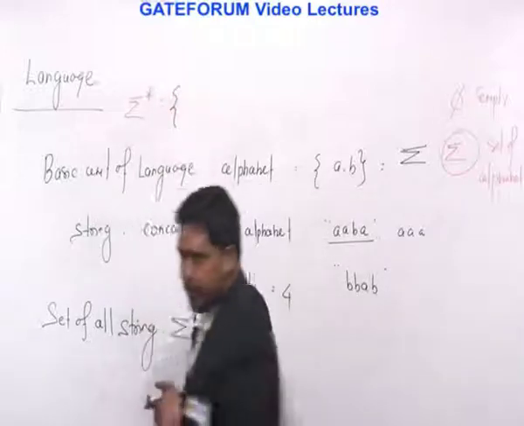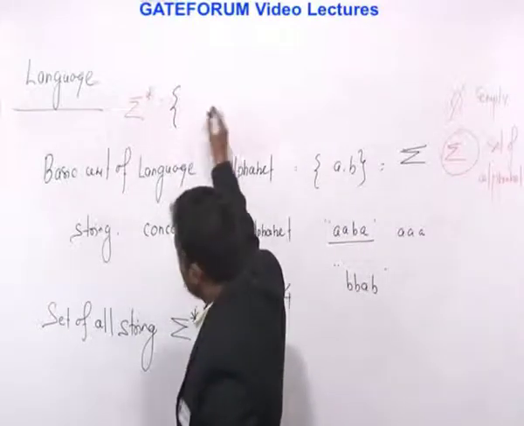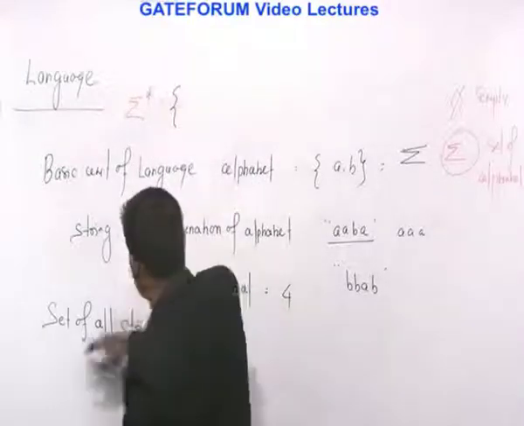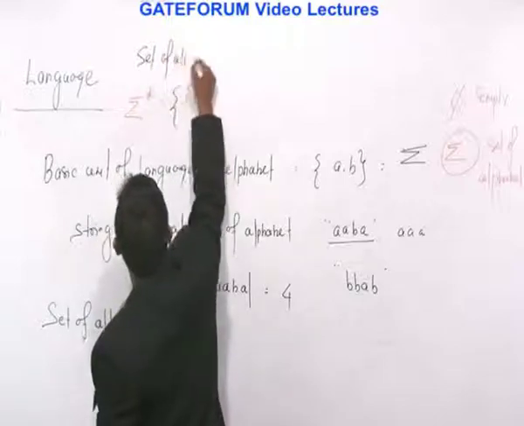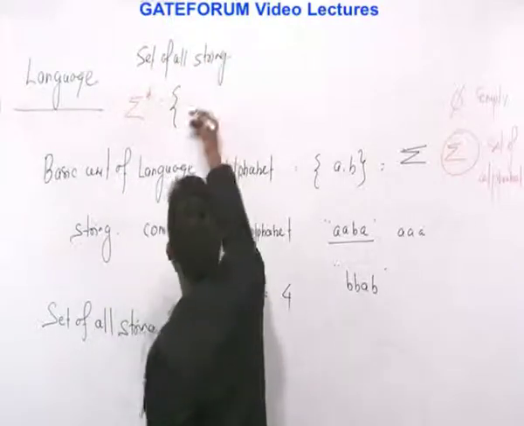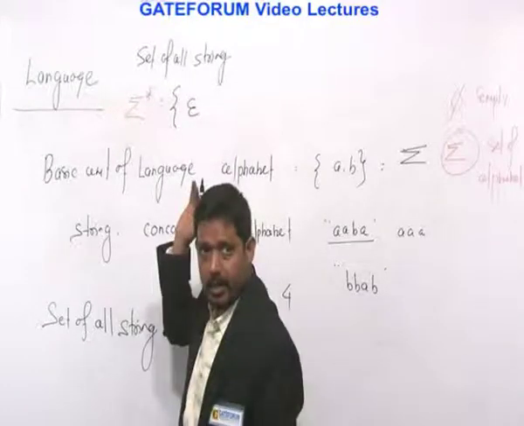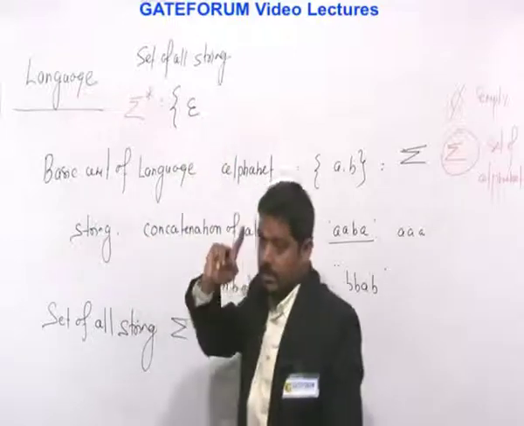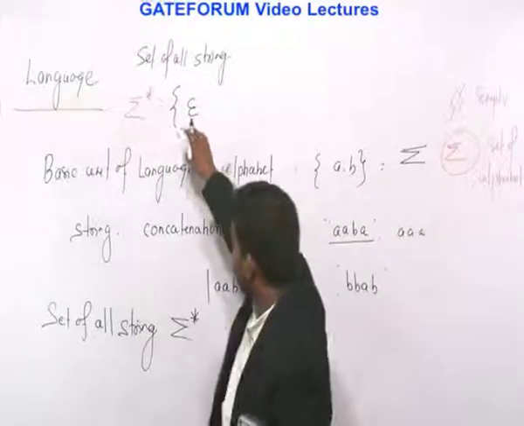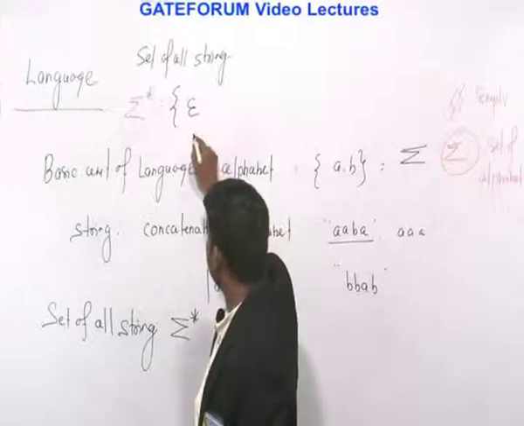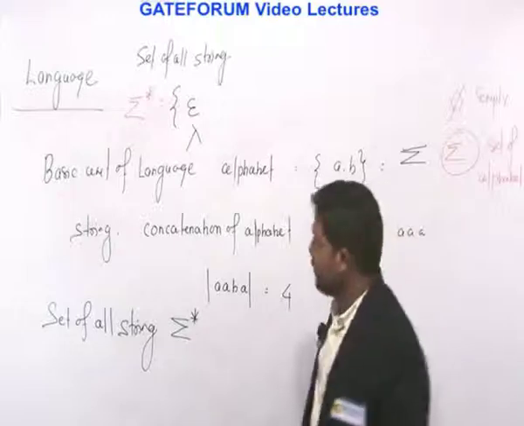Now I am maintaining an ordering in this case: I'm ordering it lengthwise. So the first, sigma star, what is this? The set of all strings. Epsilon is the most common notation used in the GATE examination. Sometimes they use lambda, which is also a common notation. So what is epsilon?